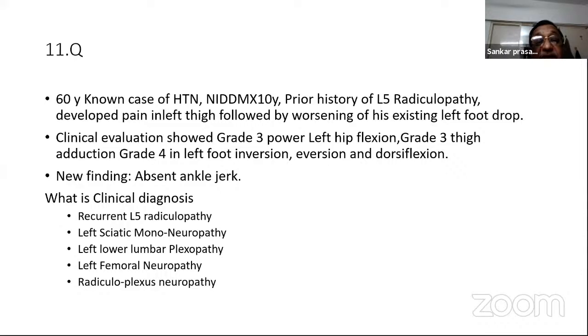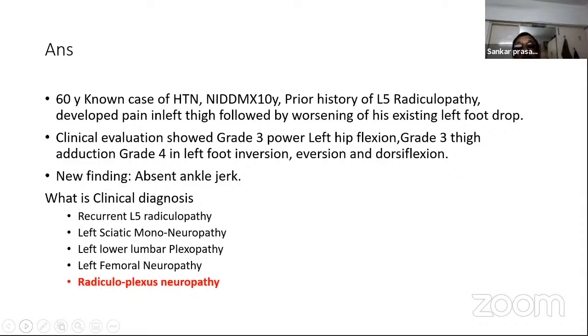The case of hypertension, diabetes, 10 years, prior history of L5 radiculopathy already there. He again developed pain in the left thigh, followed by worsening of the existing left foot drop, and grade 3 power left hip flexion, grade 3 thigh adduction, grade 4 left foot inversion, eversion, dorsiflexion. Yes, somebody has come up with an answer, right? That's nice. Radiculoplexopathy, excellent answer, excellent. That's right. That's a very good answer. So radiculoplexoneuropathy is the direct answer.